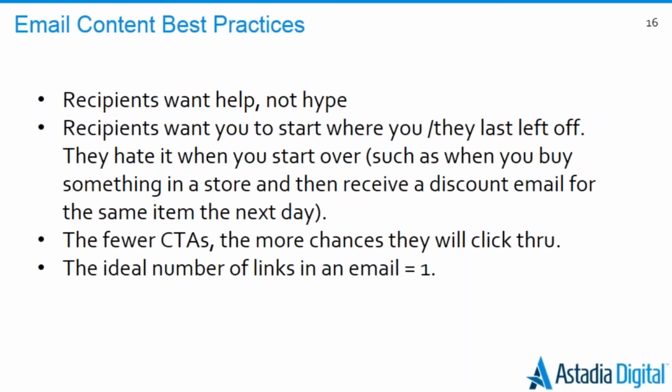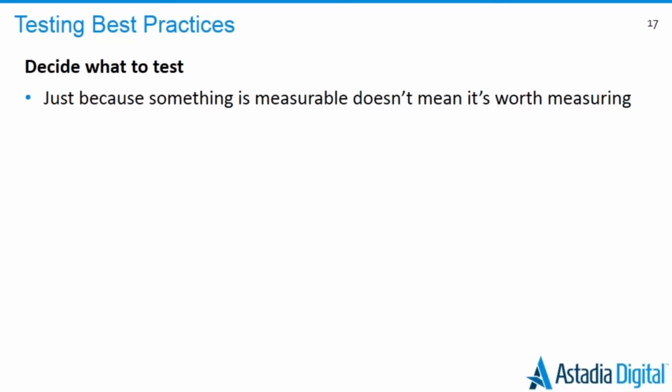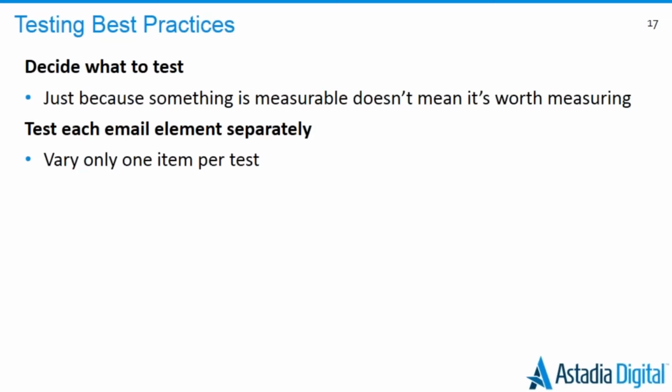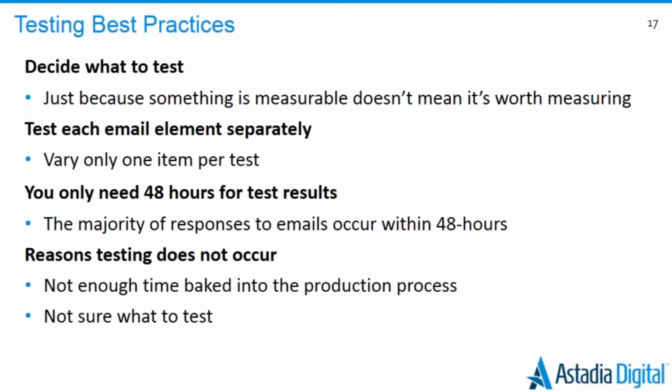Some testing best practices, which we covered: there are a few guidelines to remember when you're testing. Be sure to understand what and why you are testing. Just because you can doesn't mean you should. Test elements one at a time so you know for sure that one variant performed better than the other. As far as timing, you only need 48 hours to understand your results. Again, most of us have good intentions to test, yet never have enough time baked into campaign processes or are not sure what to test.